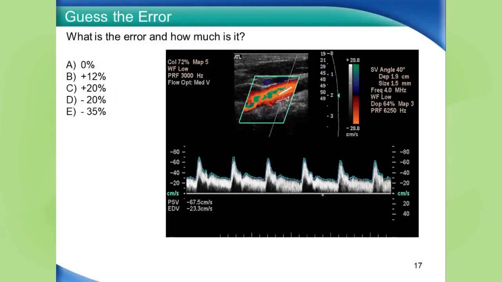Okay, so now here's a question for you. I haven't said why it matters what angle we're at yet, but look at this picture and guess what the error is. And we're going to come back to this. I'm not going to give you the answer right away, but what is the error and how much is it? Do you think this Doppler is done correctly, and the peak velocity is measured accurately, so there's 0% error? Or do you think we've overestimated by 12%, overestimated by 20%, underestimated by 20%, or underestimated by 35%? Let's give you a second to look at that.